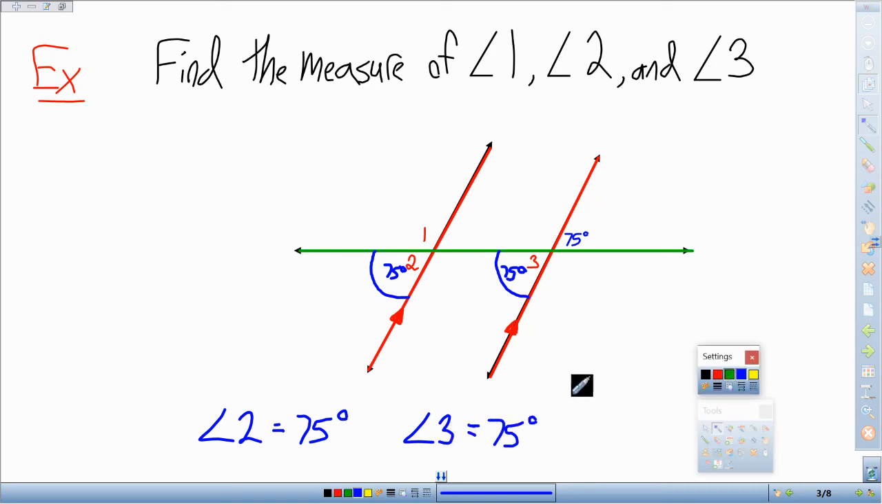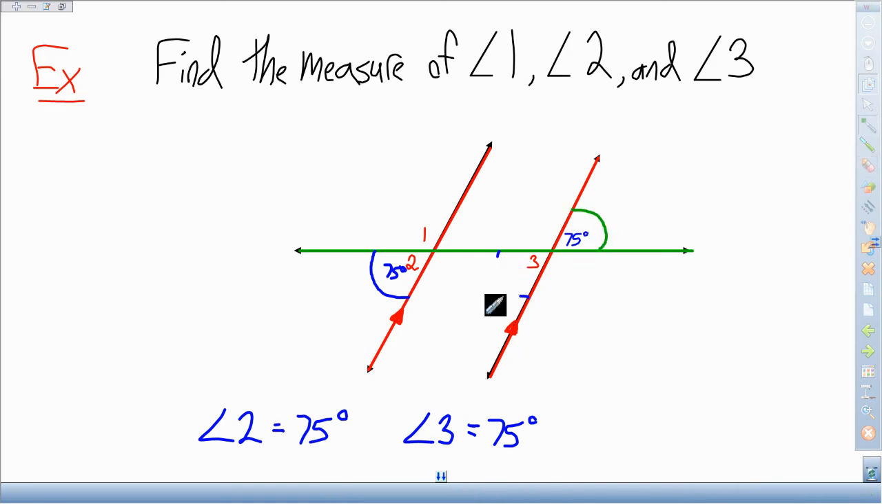You guys might have noticed I didn't start with angle 1. It doesn't matter which one you start with. And by the way, pretend we hadn't found these two here, and we wanted to find angle 1 using the fact that this is 75. This angle and this angle have no relationship. They are not part of our 4 types of angles. They're not corresponding. They're not same side interior. They're none of those things. So that's why I kind of ignored angle 1.